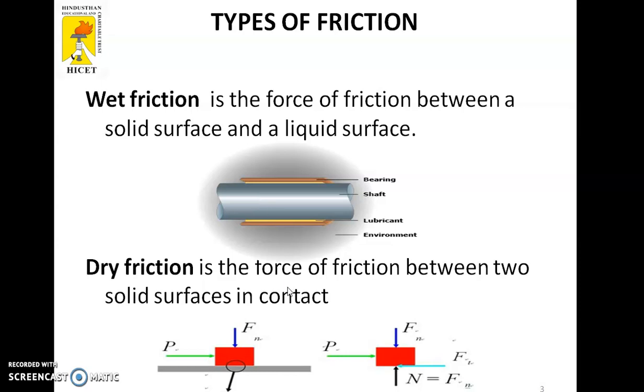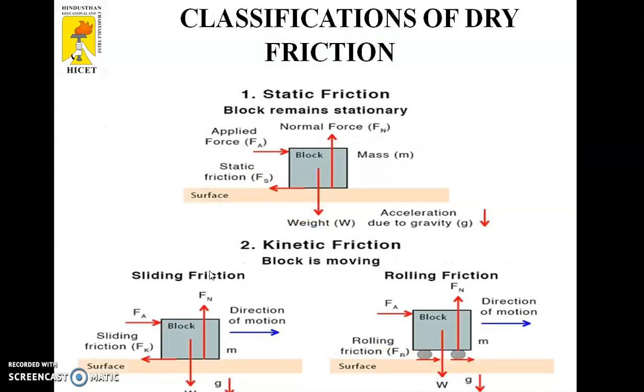Similarly, dry friction is the force of friction between two solid surfaces in contact. It is a rough horizontal surface. So it is solid, and the square block is also solid. These two are in contact, and between these two surfaces, this is a solid and this is also a solid. So it is called dry friction. Then these are all the classifications of dry friction. Wet friction is between liquid and solid phases. Then the applications of dry friction are more.